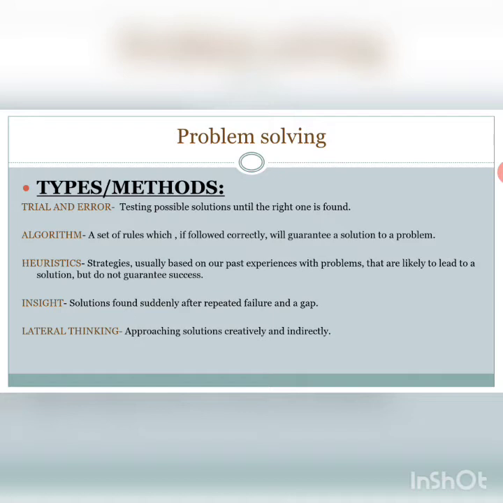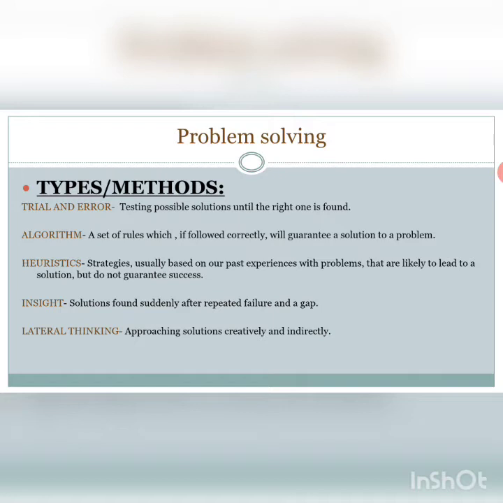So what you do in trial and error, you test all the possible solutions and there will be errors in the process, and after many such errors, you will come to the right one, and which will be the solution. So after several trials and errors, you come to the solution. That is known as the trial and error method.